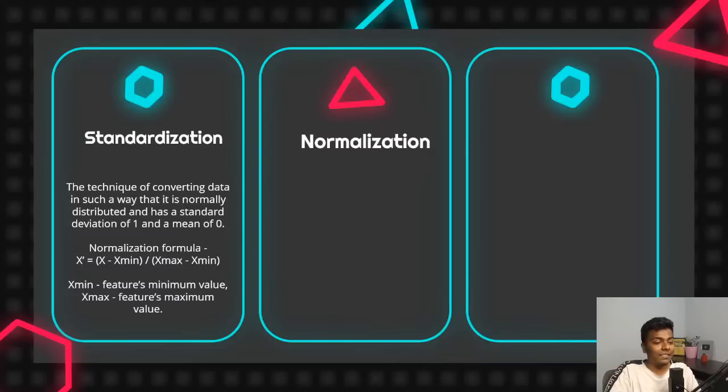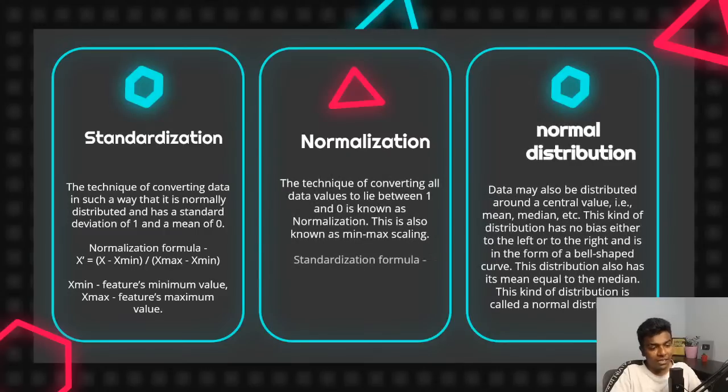You may get a question regarding the difference from normalization. What is normalization actually? The technique of converting all the data values to lie between 0 and 1 is known as normalization. Whenever you are using certain data, that data is rescaled or reduced into a certain range, which is 0 to 1. This is known as normalization, and it is also known as the minimum to maximum scaling method.